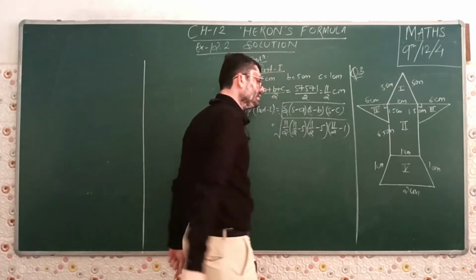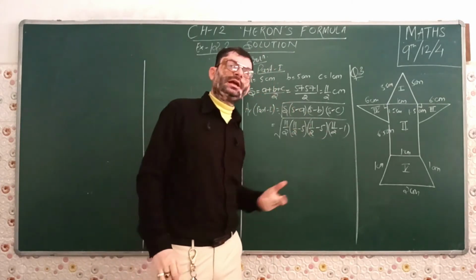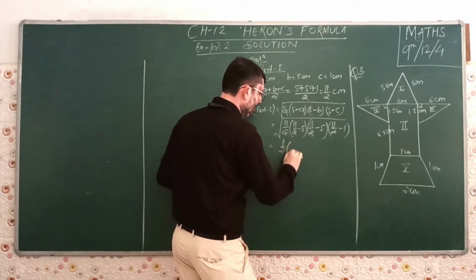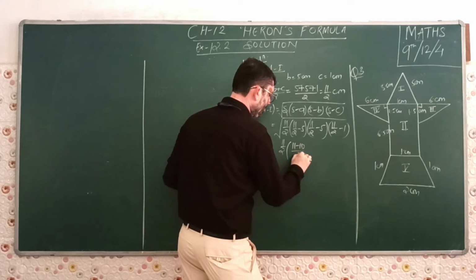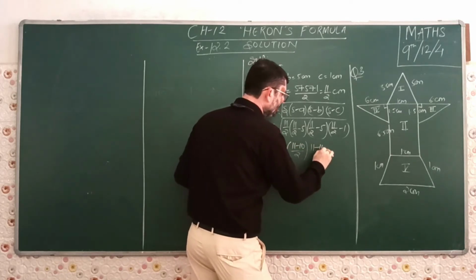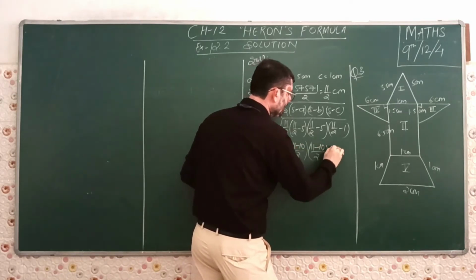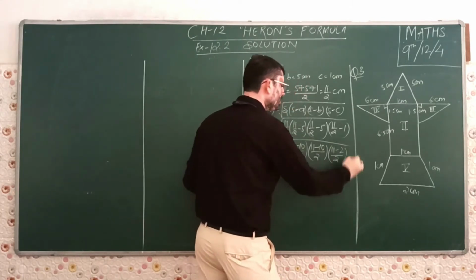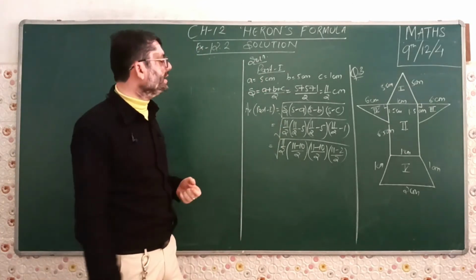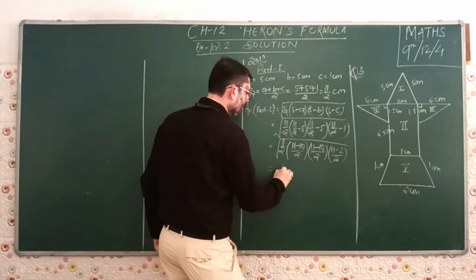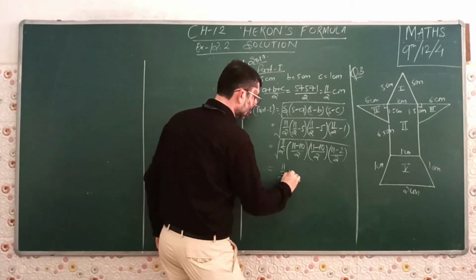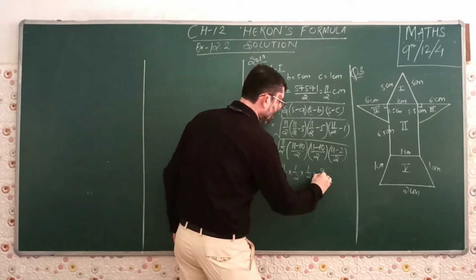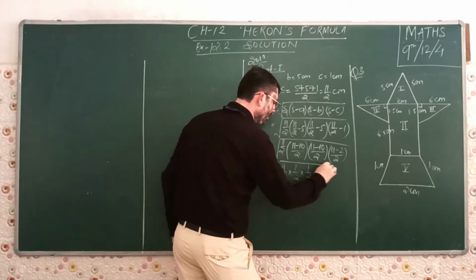Completely under the root, and then solving each bracket by taking LCM. So this can be written as 11 by 2, this is (11 minus 10) by 2, this is (11 minus 10) by 2, and this is (11 minus 2) by 2. So we have taken the LCM for each bracket and we have simplified it. So moving on further, this is 11 by 2, now this becomes 1 by 2, this becomes 1 by 2, and this is 9 by 2, under the square root.